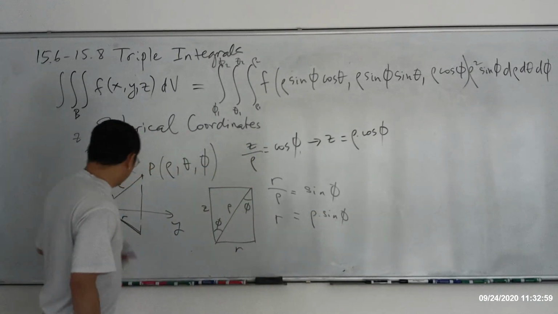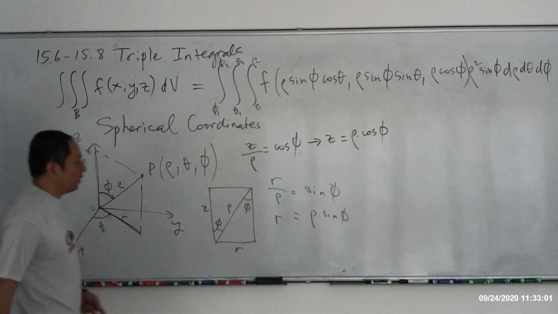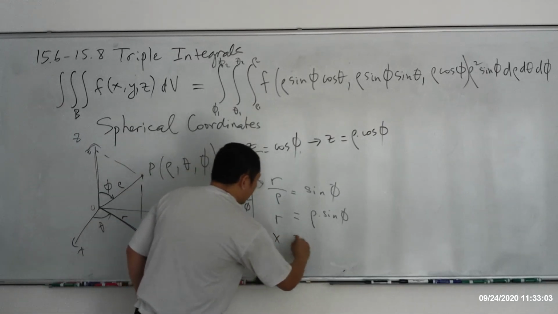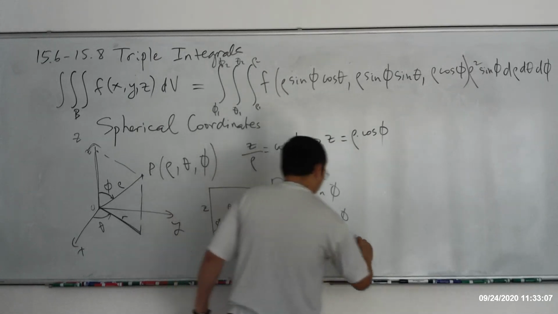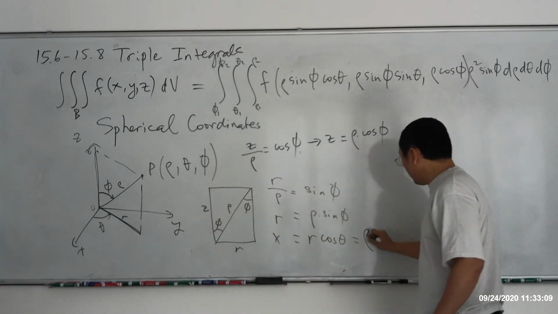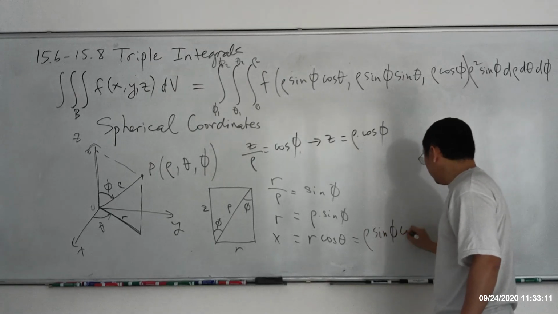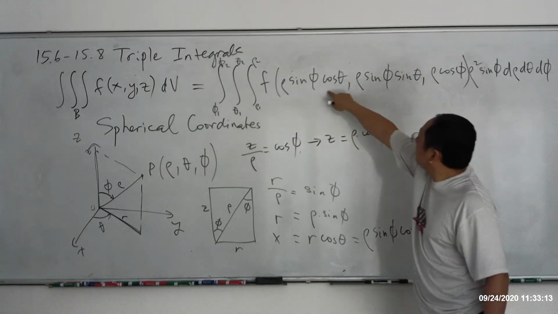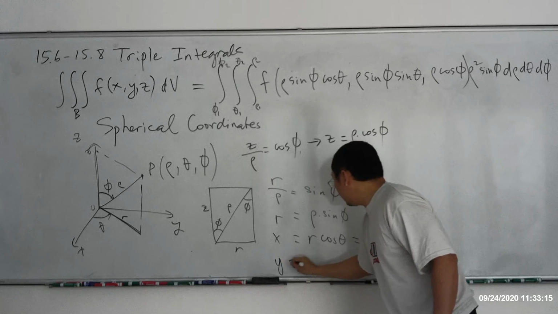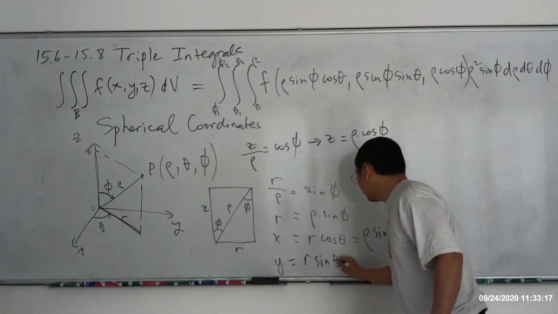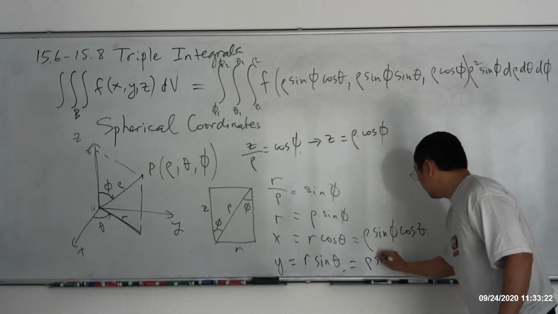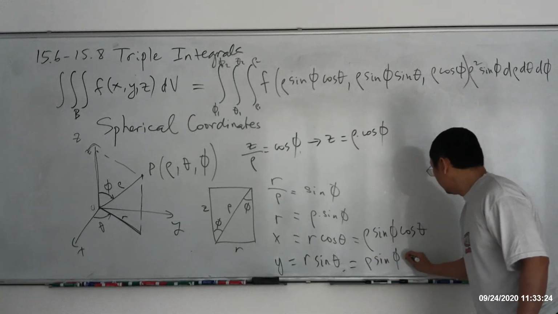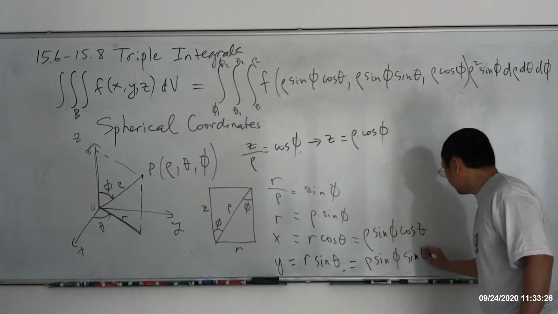And of course, going back to polar coordinates, x is equal to r cosine theta, which is rho sine phi cosine theta. And then y is r sine theta. We just learned polar coordinates. r is rho sine phi, and then sine theta.